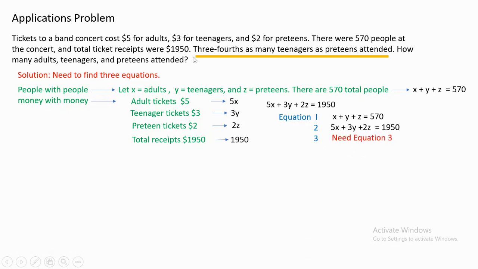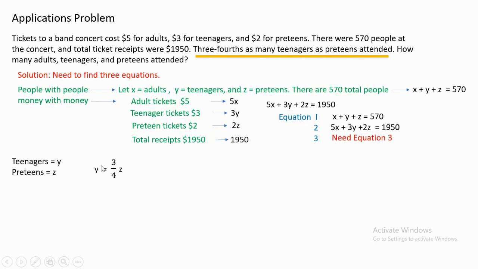we're going to use the last sentence here: 3/4 as many teenagers as preteens attended. At times this is kind of confusing to set up. Since y was teenagers and z was preteens, this is what it should be: y equals 3/4 z.